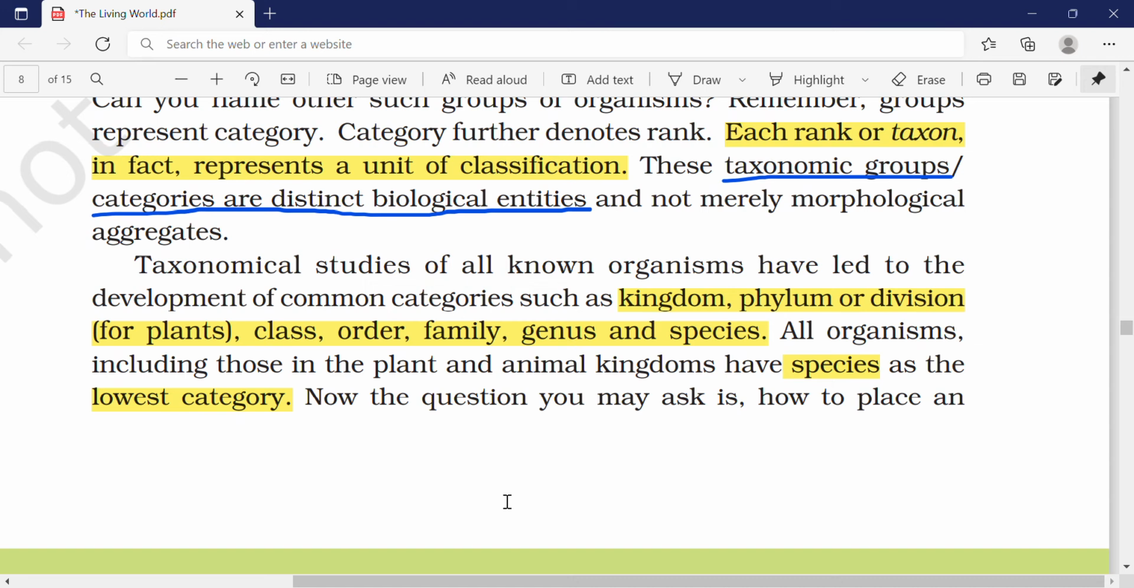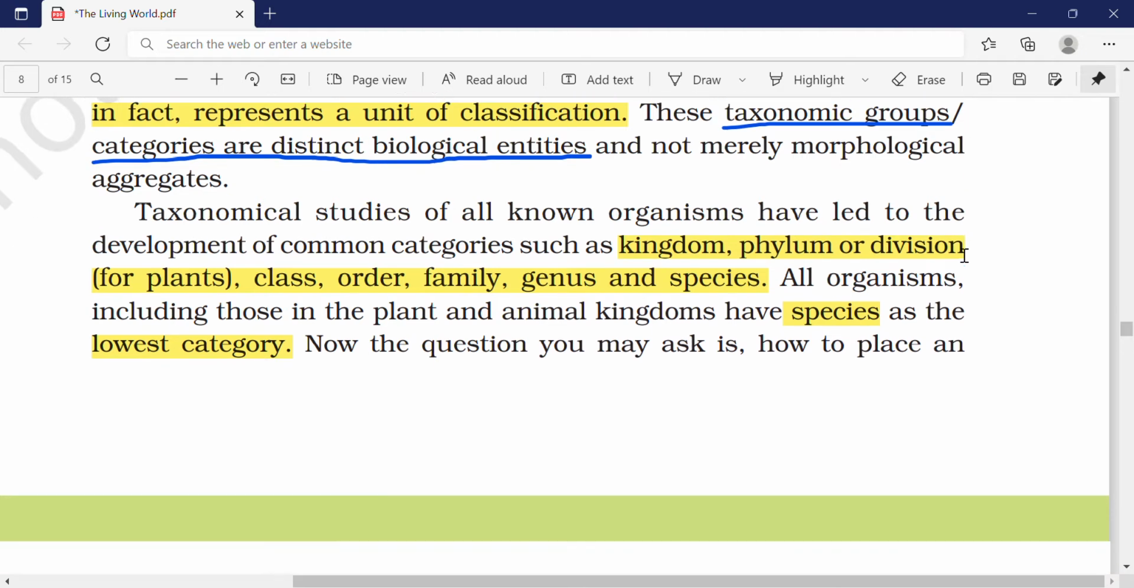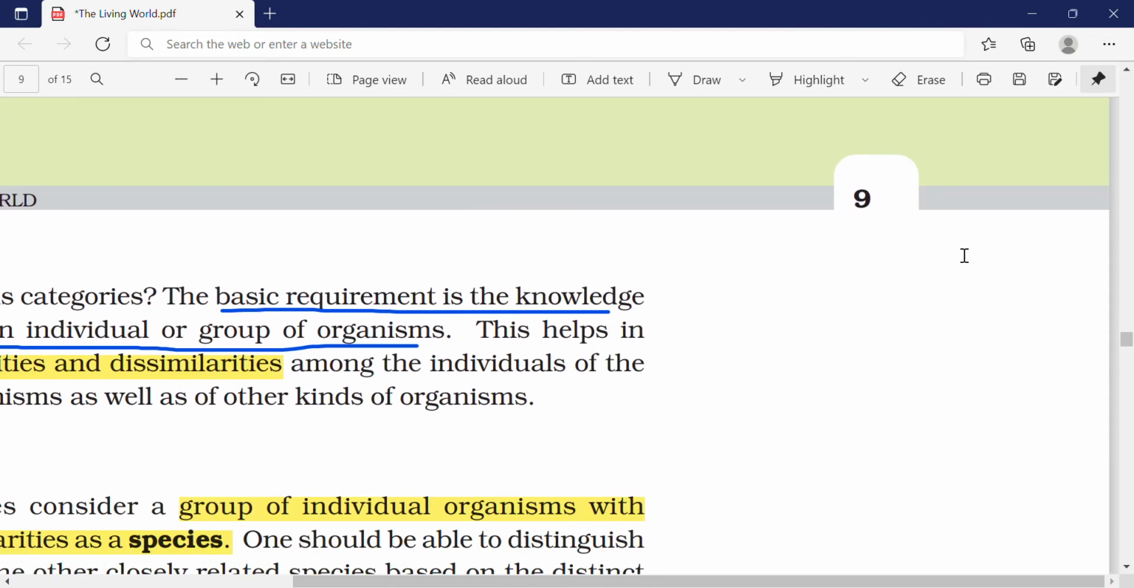So then let's go on to the next paragraph, which says all the taxonomic ranks that are present: kingdom, phylum or division, class, order, family, genus, species. Phylum is for animals and division is for plants. All organisms, including those in plant and animal kingdoms, have species as the lowest category. Whether it be animal or plant, it will be the same, guys. Everything is the same. Only after kingdom, if it is animal, it will be phylum; if it is plant, it will be division. That is the only difference.